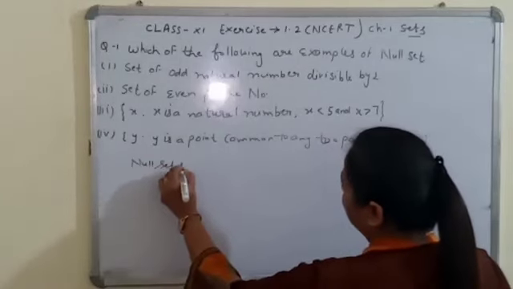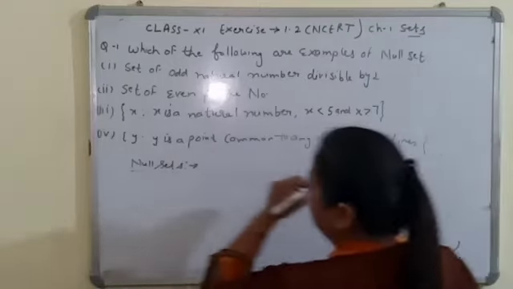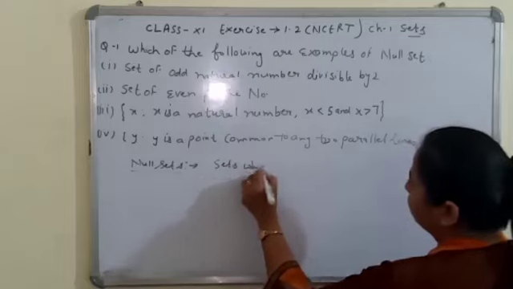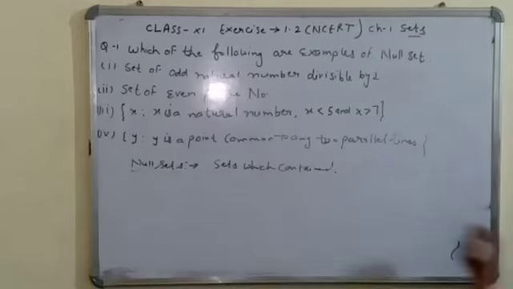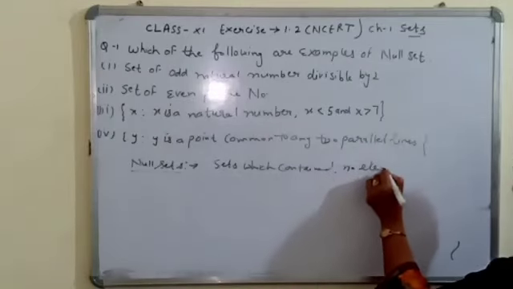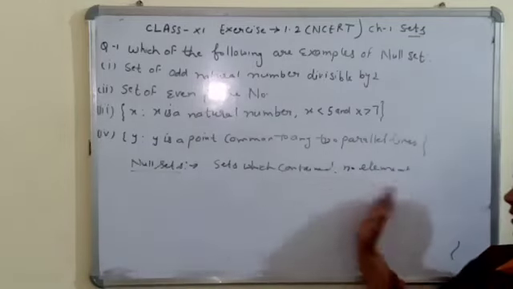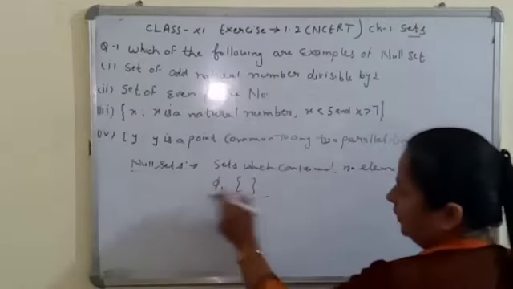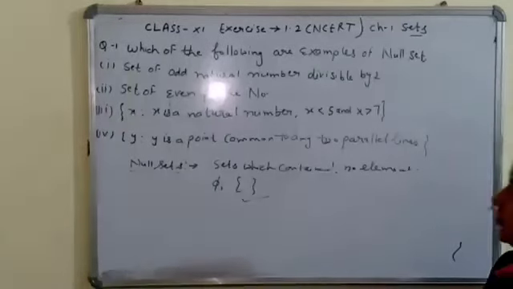Which set are called null set? I have explained the type null sets in my introductory video. Which sets are called null sets? Sets which contain no elements, or we can say it a set in which there is no element, that is called the null set. We can write null set as phi or like this. These are the two ways in which we can write the null set. Now let's see the examples.